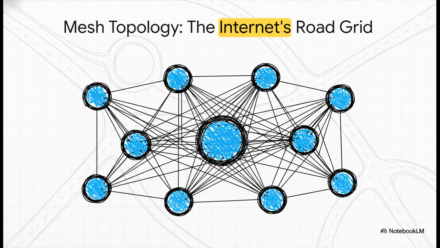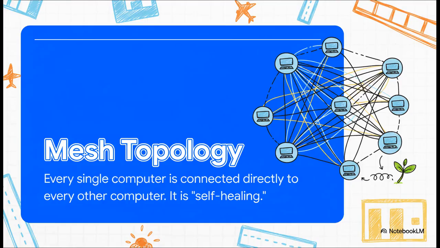Okay, for our final stop, we're going to think way bigger. I mean, think about the entire internet. It's not just one road, right? It's a massive overlapping grid of highways, back roads, and scenic routes all connected together. This is the mesh topology, and it is the absolute king of reliability.